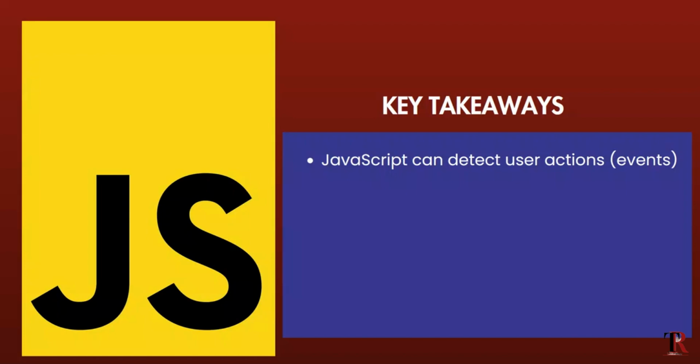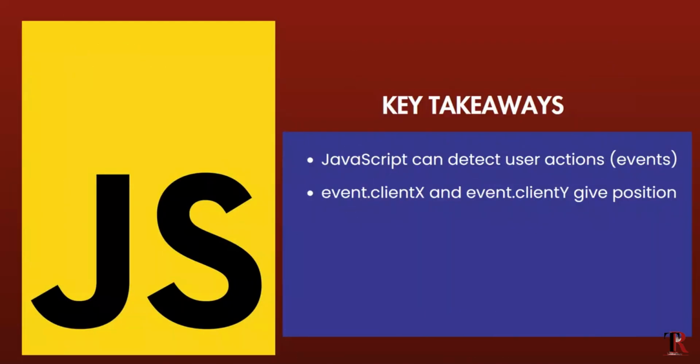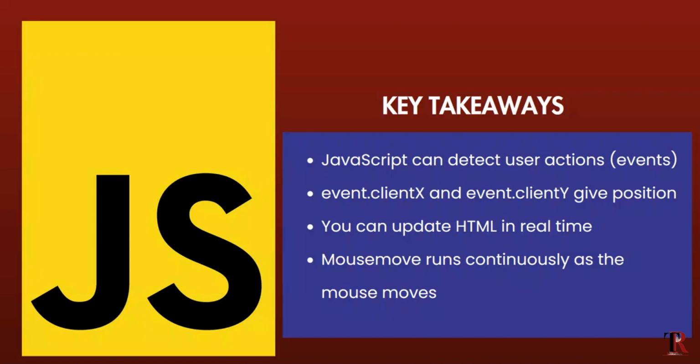There are some key takeaways in this lesson. Number one, JavaScript can detect user actions. Event clientX and event clientY give position. Another thing is that you can update HTML in real time. And lastly, mousemove runs continuously as the mouse moves.